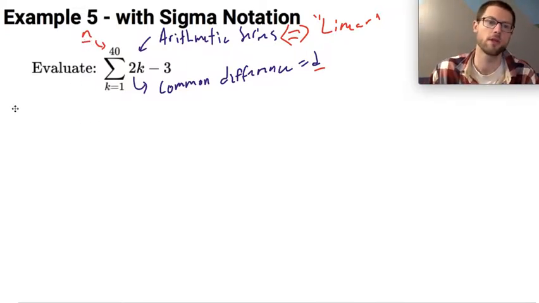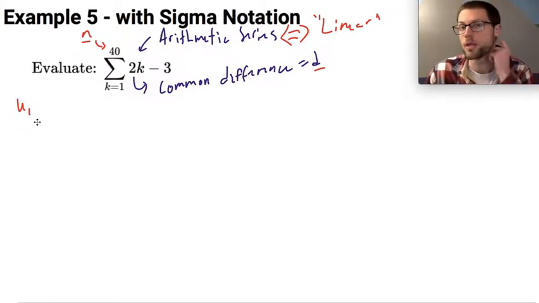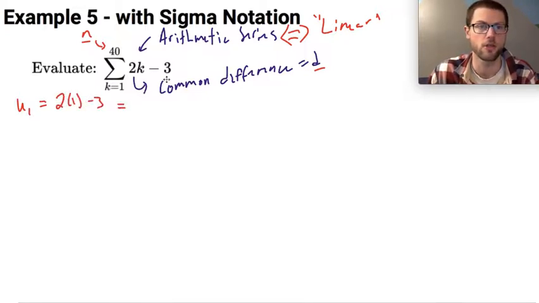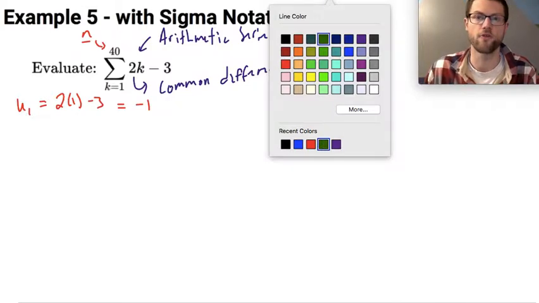Now the other pieces of information I'd like to have would be u sub 1. And it'd be nice if I could find what u sub n is, but I don't really need the u sub n since I can use that first formula. So u sub 1 is going to be given as when k equals 1. So that's going to be 2 times 1 minus 3. So it looks like u sub 1 is equal to 2 minus 3, which is equal to negative 1. So now let's use that formula.